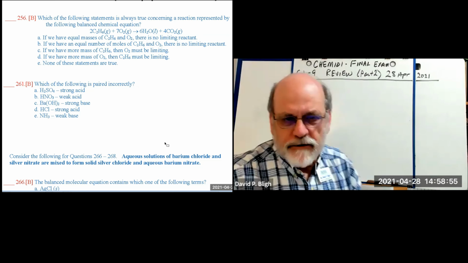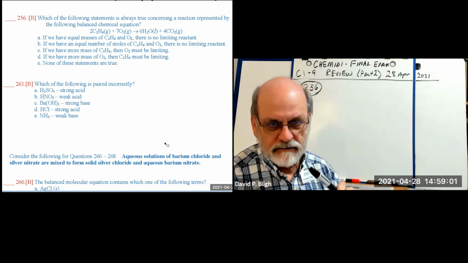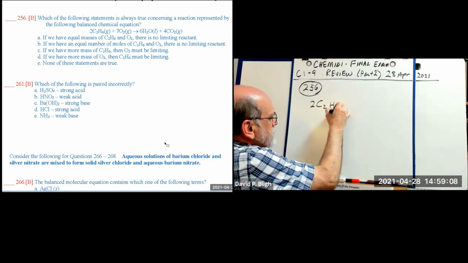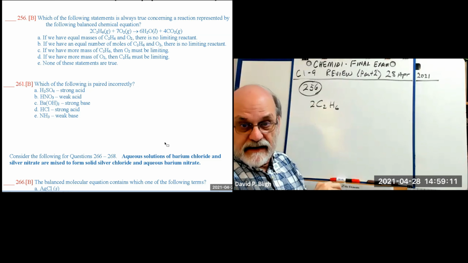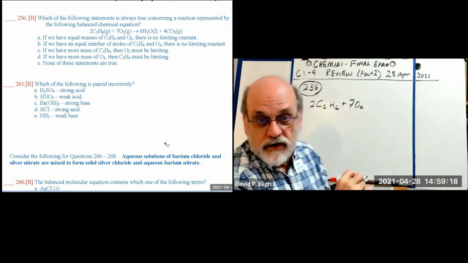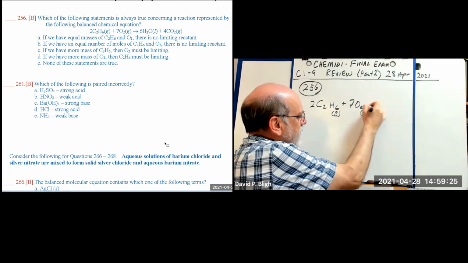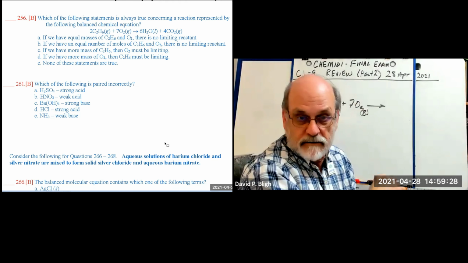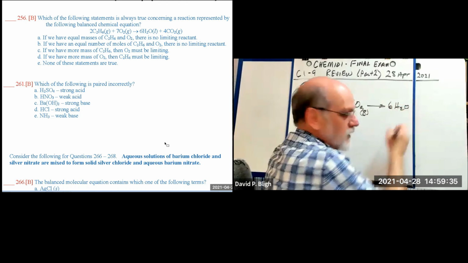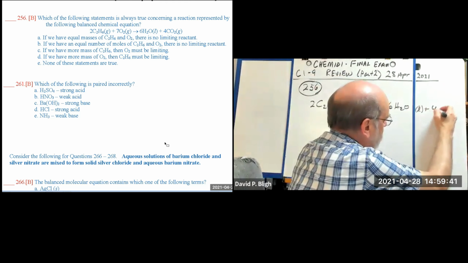Which of the following statements is always true concerning a reaction represented by the following balanced chemical equation? So what do we have here? C2H6, that's ethane. It's an organic compound, so you wouldn't know that one unless you're just really curious and already looked it up. So I better put the phases in here also: gas. This is a combustion. Anytime you react something with oxygen, we can call it a combustion. Water taken as liquid must be standard state, and carbon dioxide.